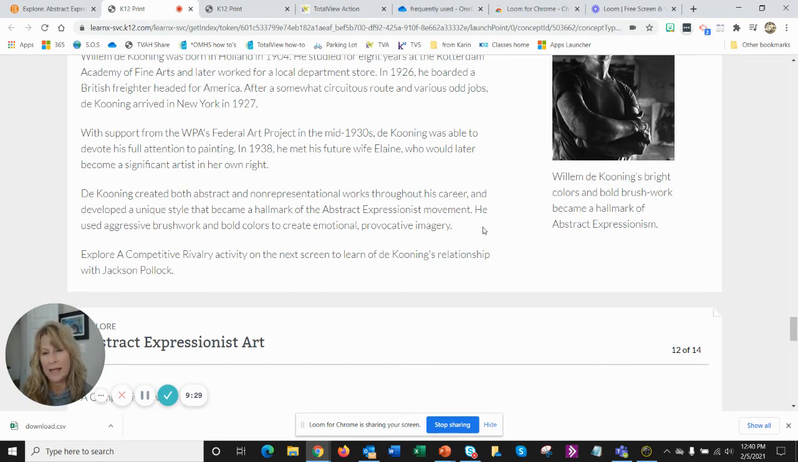So his work is abstract and non-representational. So again, non-representational means that you don't see a recognizable form or a focal point. Abstract, you would see a recognizable image, but it's going to have different characteristics than you would find naturally.